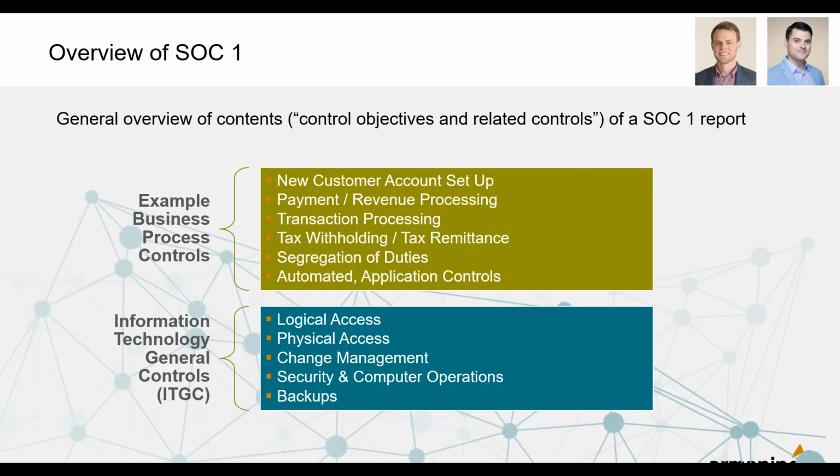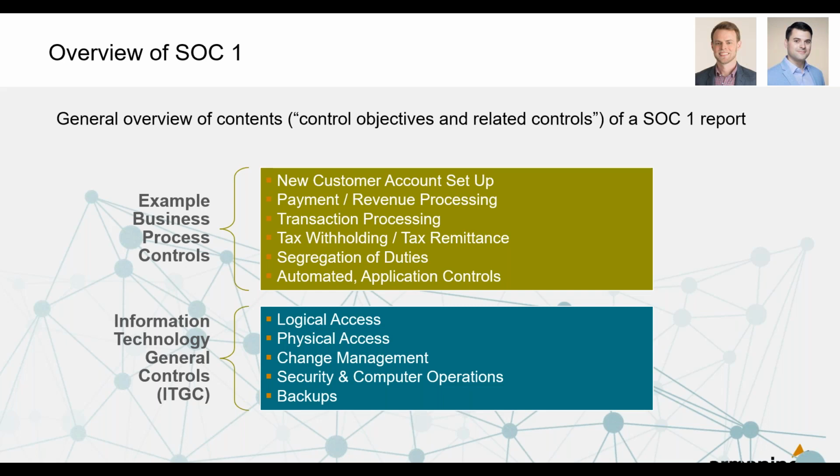All right, so peeling the onion back one more layer, let's talk about what makes up a SOC 1 report. Okay, so we know now that it's a report on internal controls relevant to financial reporting. Well, how do we get there? Essentially, it's two big buckets. We've got business process controls and IT general controls. And here's just an example of control categories or control objectives.